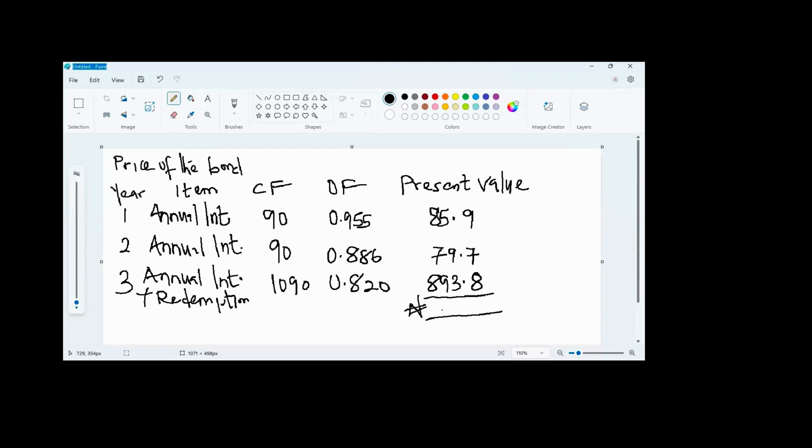Final answer. So sum up. 1059.4. That is the price of the bond. You are done with the price of the bond now. Next is your yield to maturity. The next requirement is the yield to maturity of the bond. Any question, please?